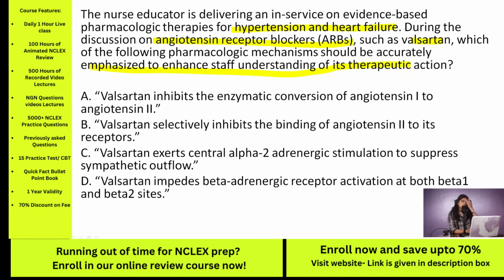Let's carefully go through the answer options together. Option A. Valsartan inhibits the enzymatic conversion of angiotensin 1 to angiotensin 2. Option B. Valsartan selectively inhibits the binding of angiotensin 2 to its receptors. Option C. Valsartan exerts central alpha-2 adrenergic stimulation to suppress sympathetic outflow. Option D. Valsartan impedes beta-adrenergic receptor activation at both beta-1 and beta-2 sites. Now, let's determine which statement correctly explains valsartan's mechanism of action. The correct answer is option B. Valsartan selectively inhibits the binding of angiotensin 2 to its receptors.